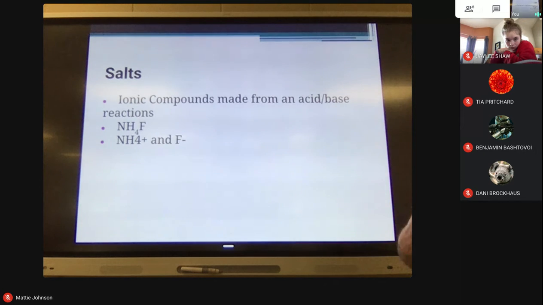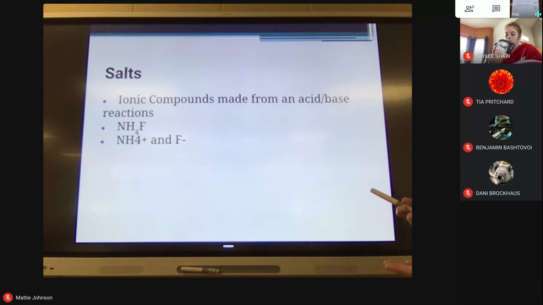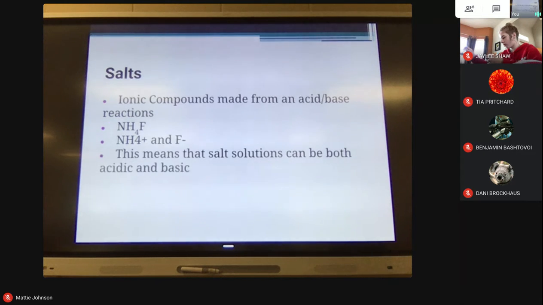A lot of the salts that we're going to look at are going to be much easier than this. They're going to have only one part that messes with the pH, not two. Like I said, figuring out whether a salt like this makes something acidic or alkaline is going to be the last thing we deal with. So salt solutions can be both acidic and basic.